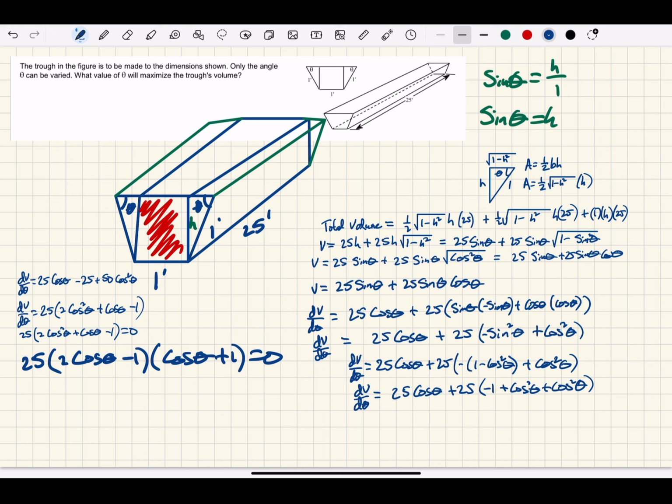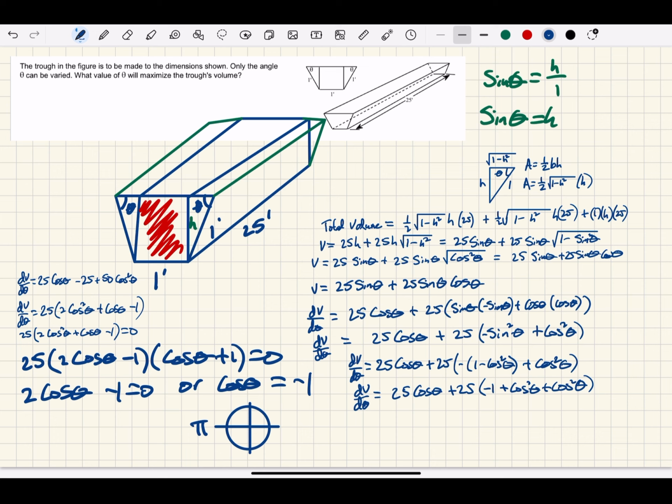So really what we're interested in then is when is 2 cosine theta minus 1 equal to 0, or cosine theta equal to negative 1. Now let's talk about first when the cosine of theta is equal to negative 1. If we look at the unit circle, the cosine of theta is negative 1 at pi. If this angle theta is pi, then it would be obtuse, not acute. And in order for this trough to have this shape, theta is going to have to be an acute angle.